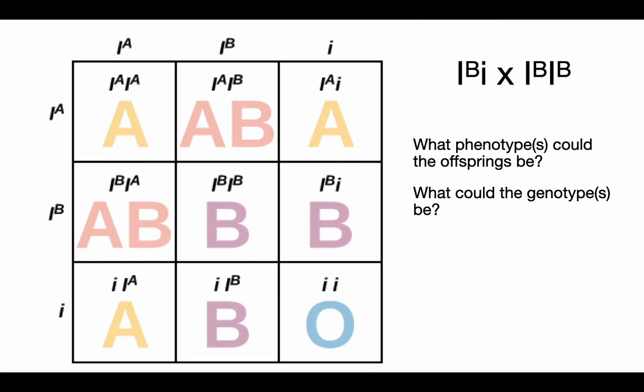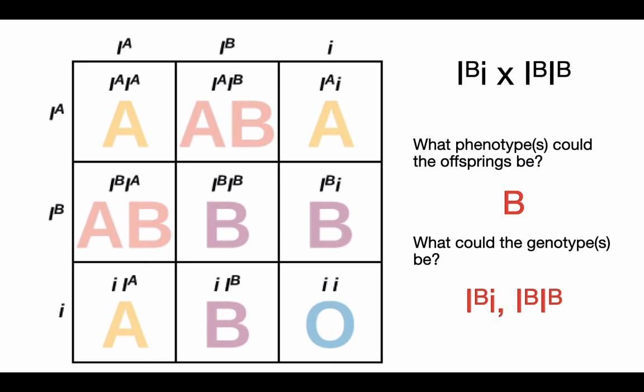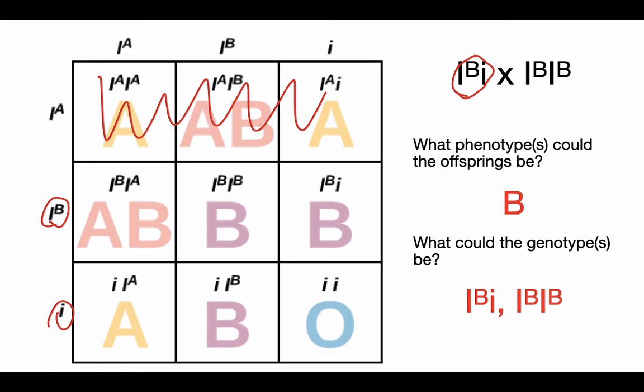Next problem. What happens if you cross a big I^B, little i with a big I^B, big I^B? Go ahead and answer. All right, let's take a look. What can the first parent give? Big I^B, little i. Again, the secret: circle, in my mind, what they can give, cross out what they can't. They don't have a big I^A, they can't give it.